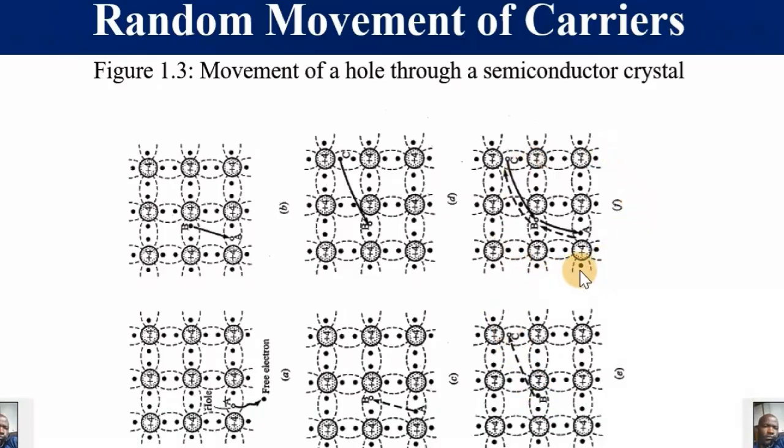In other words, it is the electrons that started the movement of a hole. So we now have electrons moving from this to this and to this, and a hole moving from there to there. So this is random. This is an illustration of haphazard movement of electrons and holes.